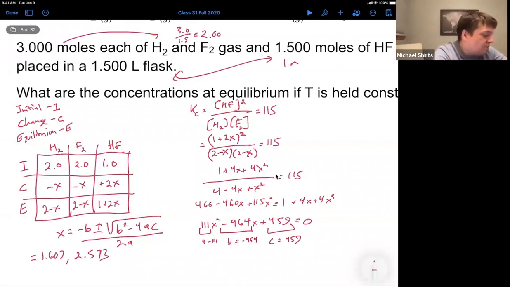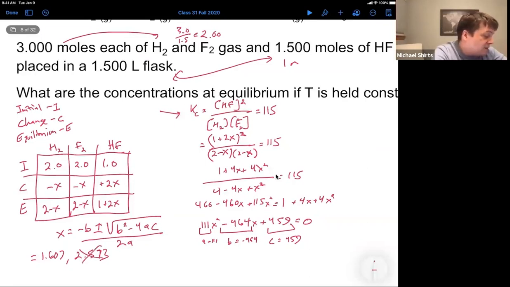So we can see here that one of the final equilibrium numbers is 2 minus x. Well, 2.573 is bigger than 2. So therefore, that would lead to a negative concentration of hydrogen. In theory, that would satisfy this equation, but it's physically meaningless. So this is not the answer.